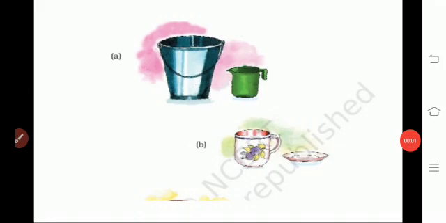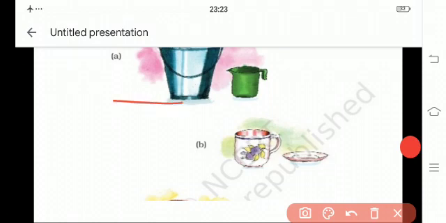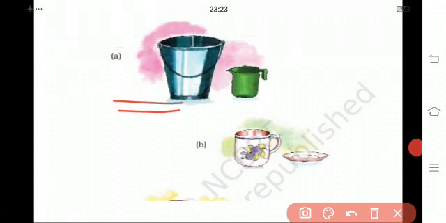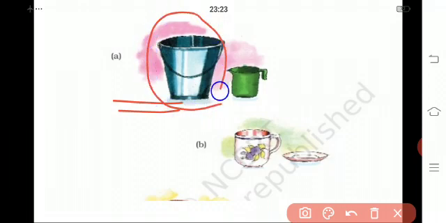Children, now we are going to find the vessel which holds more water. Are you ready, children? Good. Look at the first one. See, compare these two containers. Which holds more water? Yes, a bucket holds more water. Good children.